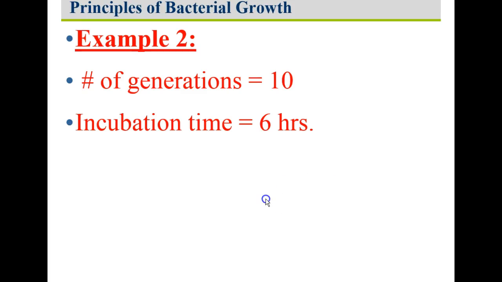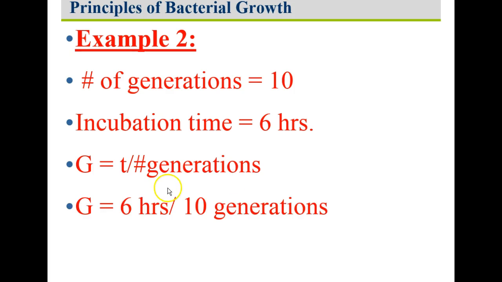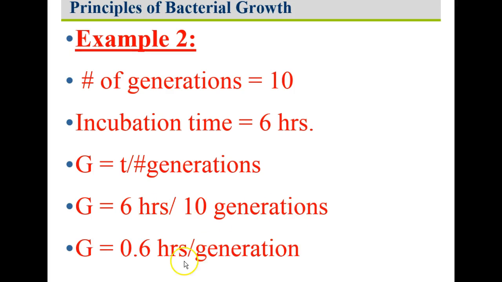Well, we know that generation time is the time of incubation over the number of generations. All we have to do is plug in the two parameters we know, time of incubation over number of generations, to calculate that the generation time for the population is 0.6 hours per generation, or a little over 30 minutes per generation.